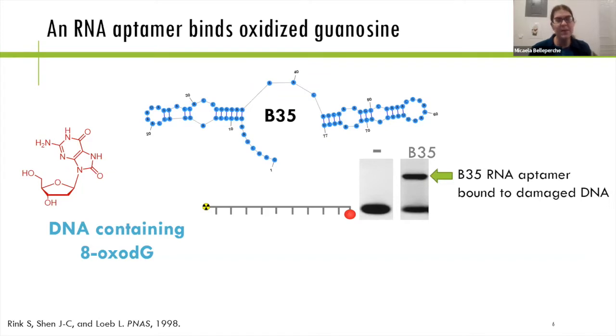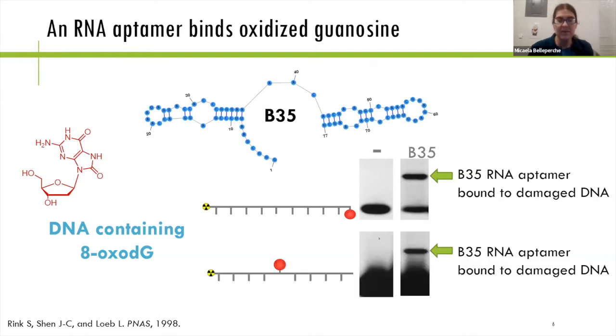what they approximated to be nanomolar affinity for oxidized deoxyguanosine, while no detectable affinity for guanosine without oxidation. Not only that, by changing the position of the oxidized guanosine residue, they confirmed that it could bind in multiple positions within the DNA strand, suggesting that for our purposes, it might be able to bind to other guanine-containing species.